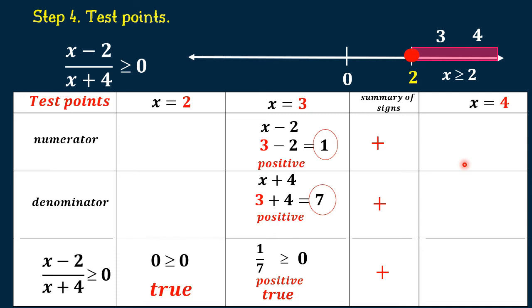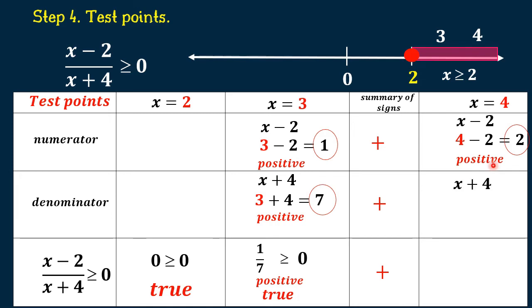Next, we will try 4. You can also try other positive values. You can try positive 100, positive 1 million, and so on, because there are unlimited positive values which are greater than 2. So again, try it. Plug it into your numerator and denominator.